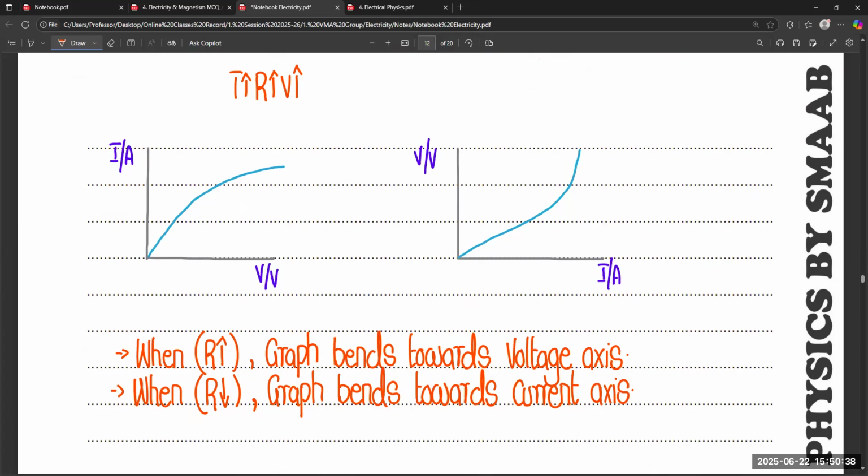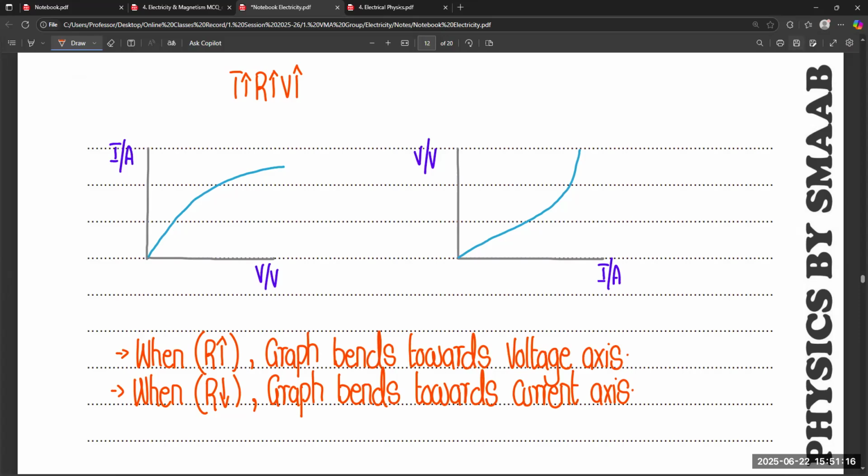So the normal nature of the filament is when current increases, the resistance also increases and voltage also increases. Graph bends towards the voltage axis. So this is the normal nature of the filament. But let's suppose in some question they ask that we have a filament lamp and the resistance of filament decreases. So draw the graph or what will happen. Then for graphical representation, graph bends towards the current axis and definitely the value of voltage decreases when resistance decreases.